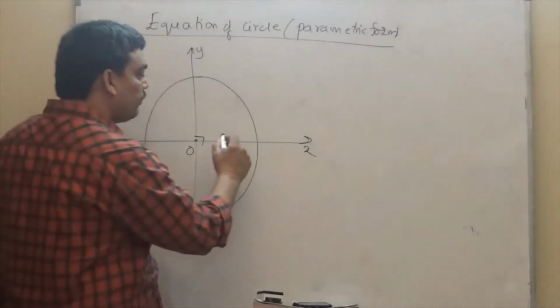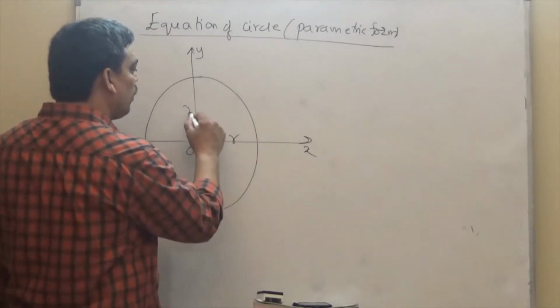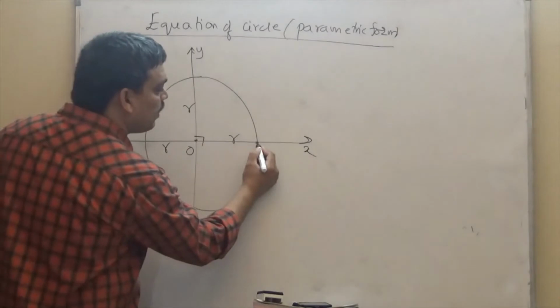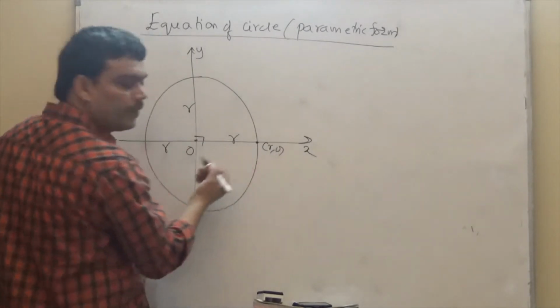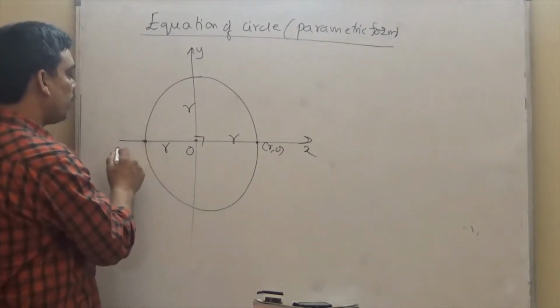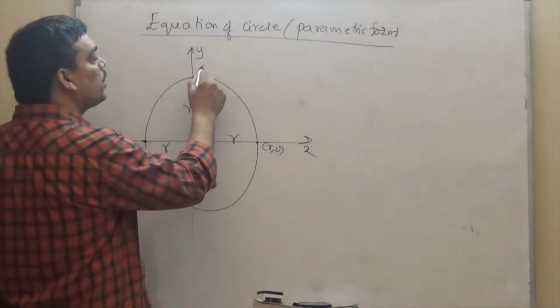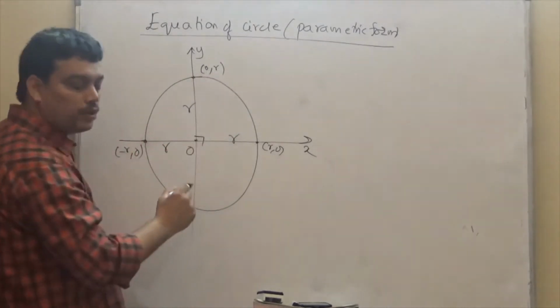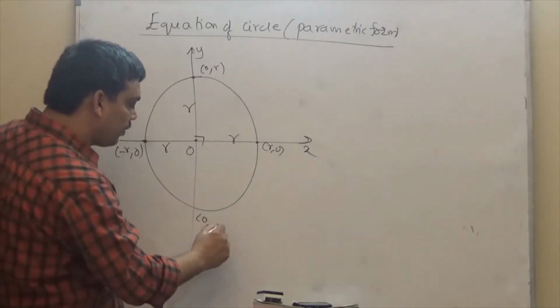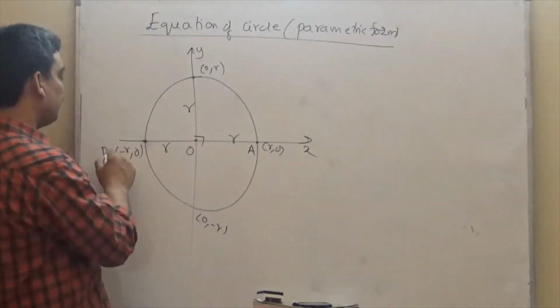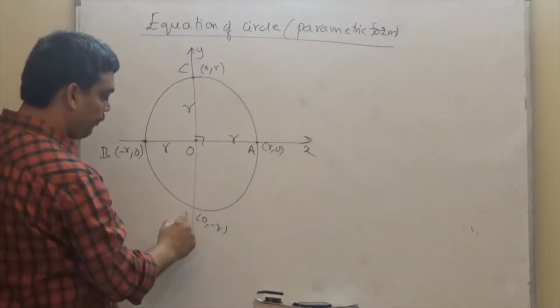Now if the radius of the circle is r, all these distances which I have indicated are r here. So this point on the circle will correspond to r comma 0. This point on the circle will correspond to minus r comma 0. This point on the circle will correspond to 0 comma r, and this point corresponds to 0 comma minus r. Let's give them some naming. Suppose I name these points as A, B here, and these points as C and D.